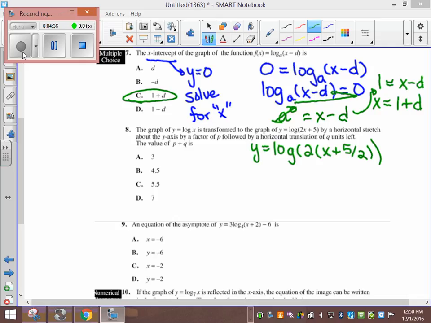Now it says the graph of y equals log x is transformed to the graph of y equals log of 2x plus 5 by a horizontal stretch about the y-axis by a factor of what? What are we stretching it by? A factor of 2 or a half? A half, because it's with the variable, we flip it. And followed by a horizontal translation, q units left. 5 halves. The common answer is going to be a half plus 5 because you're going to first take the 2 out, right? So then we add them. 1 half plus 5 halves is 6 halves, which is 3.